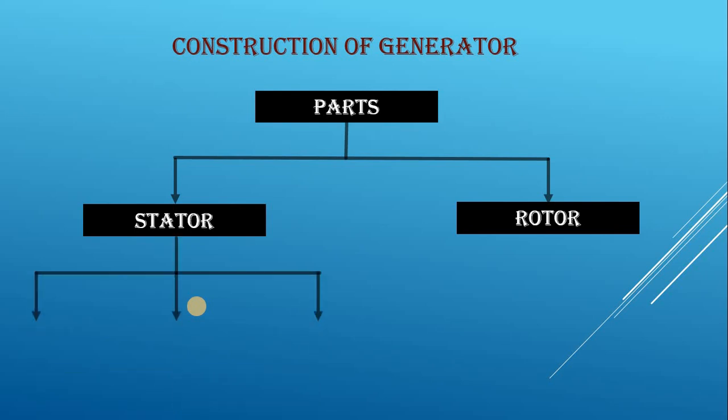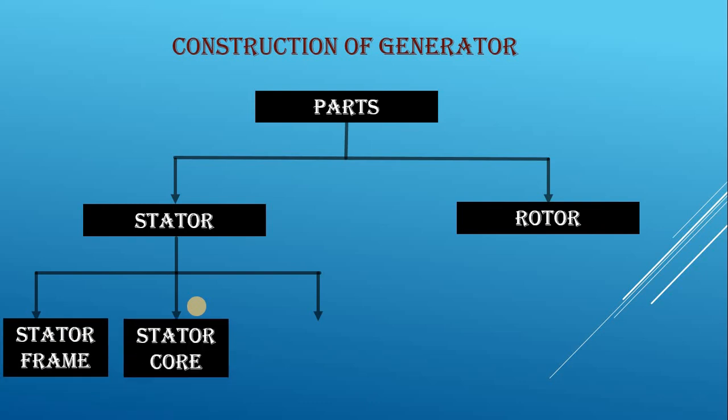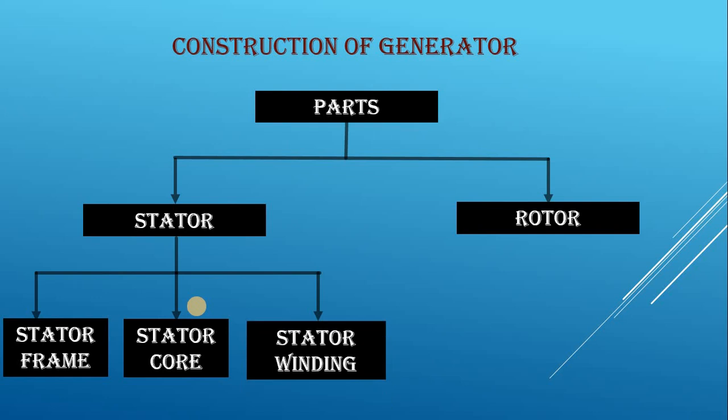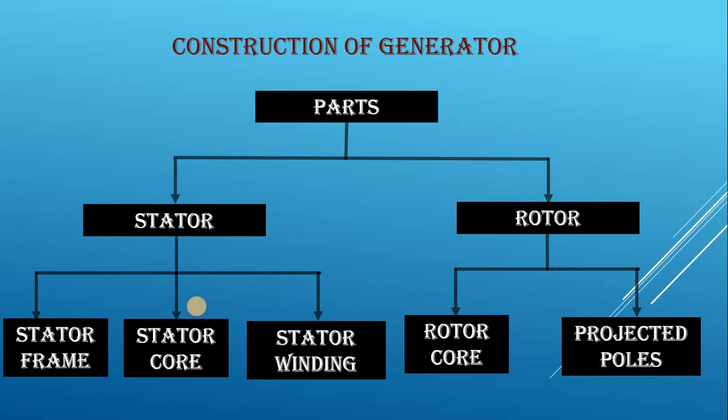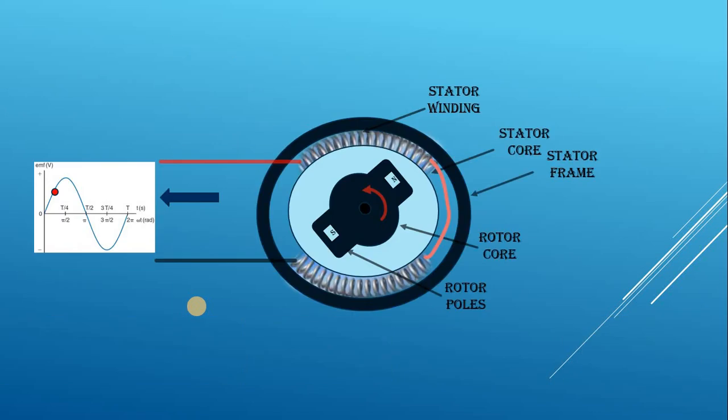And the stator has three parts. One is the stator frame, another one is the stator core, and the next is the stator winding. The rotor has two parts. One is the rotor core, another one is the rotor poles or projected poles. Next we shall see the construction of a generator in detail.